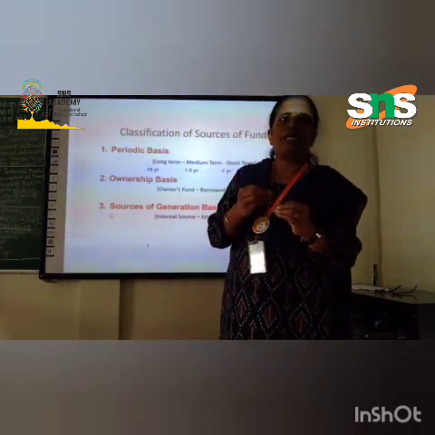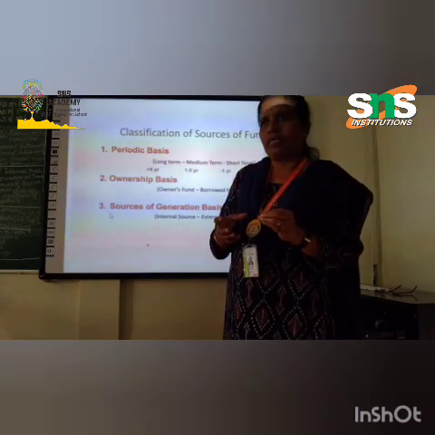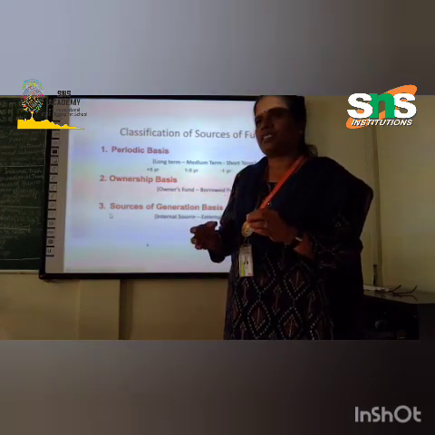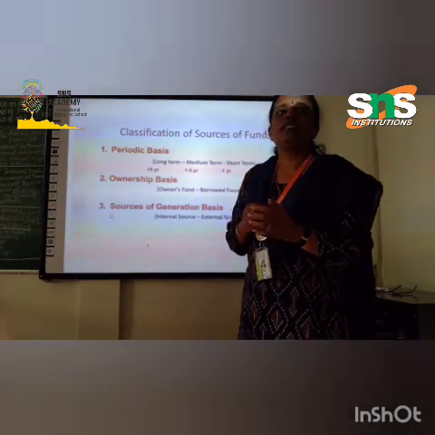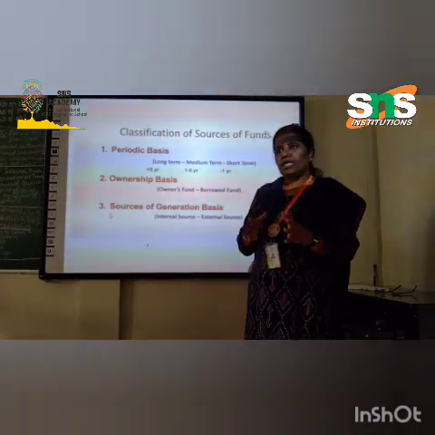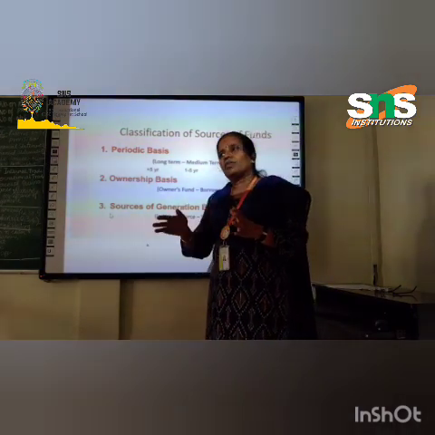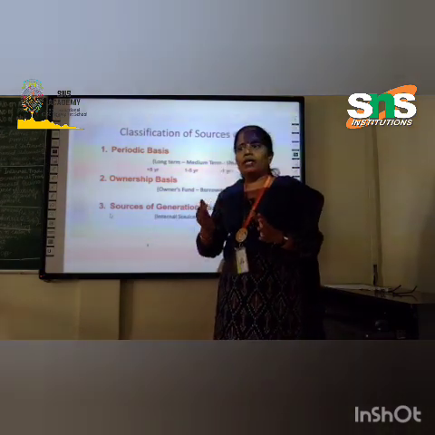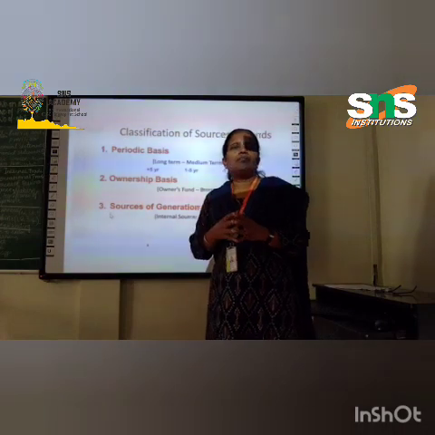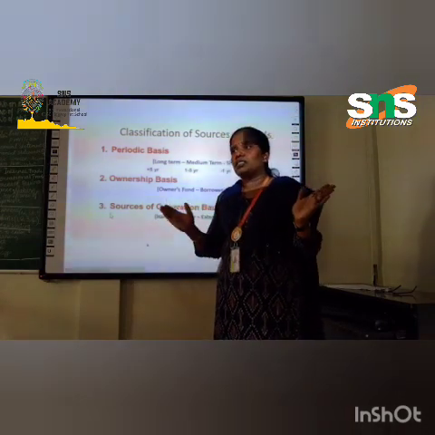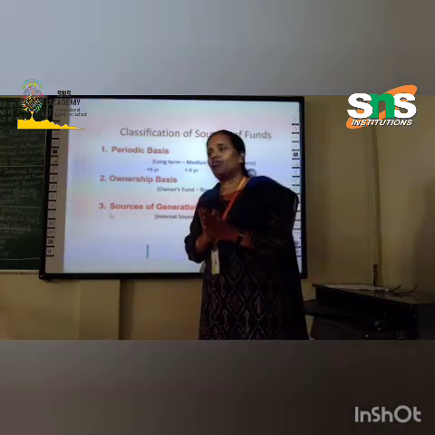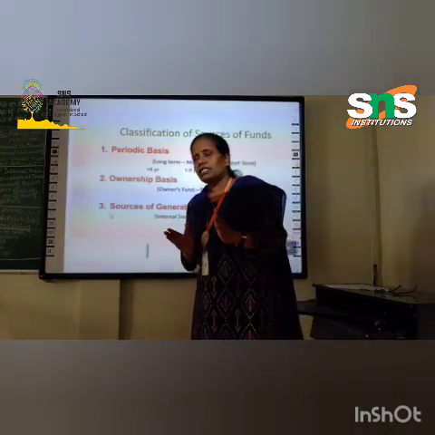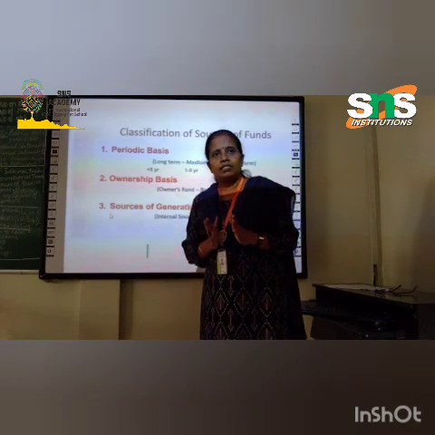If we want machinery or land and building, or other types of fixed assets, when there is a need for fixed assets, we can use these long-term sources of finance. We can depend on a bank loan, and if our business is quite a big one, then we can go for debentures even. That is also a long-term finance.